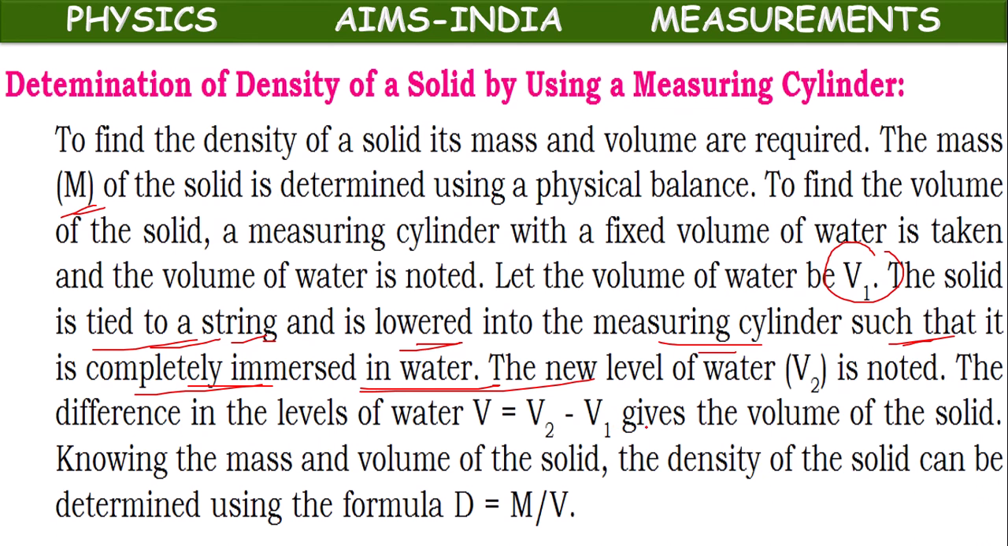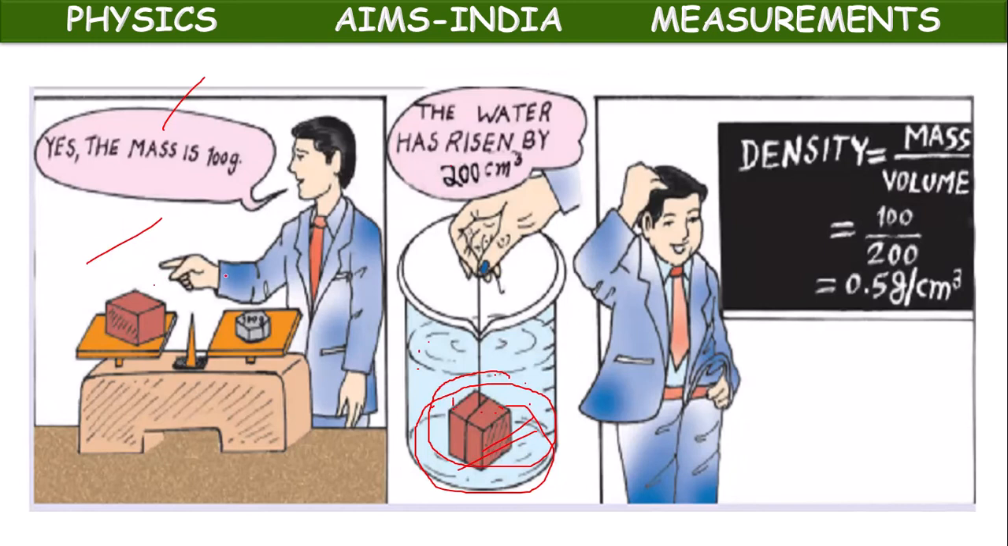So here, the new level of water V2 is noted. Before the stone, it was V1. After suspending the stone, it was V2. If you take the difference, V2 minus V1, it gives the volume of the solid. By taking the difference of without suspended mass and with suspended mass, we can find the volume.